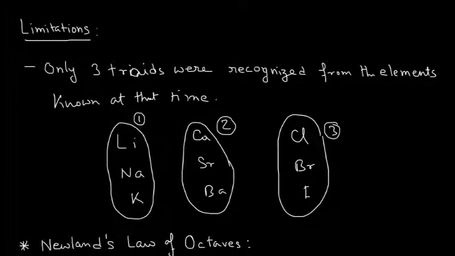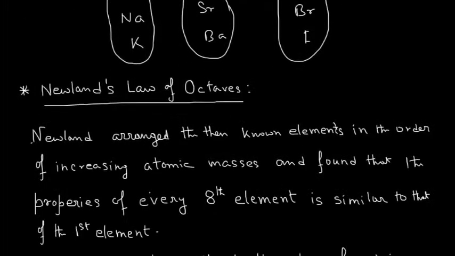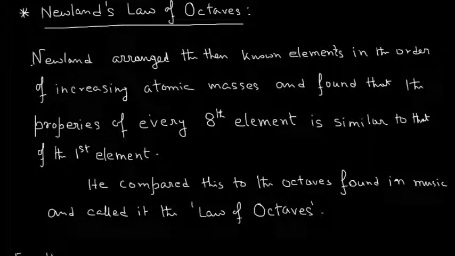Now what were the limitations of his theory? The limitations were that only three triads were recognized from the elements known at the time. They were: first triad, lithium, sodium and potassium; second triad, calcium, strontium and barium; and third triad, chlorine, bromine and iodine. So his theory was rejected after some time when new elements were discovered which didn't follow his rule.